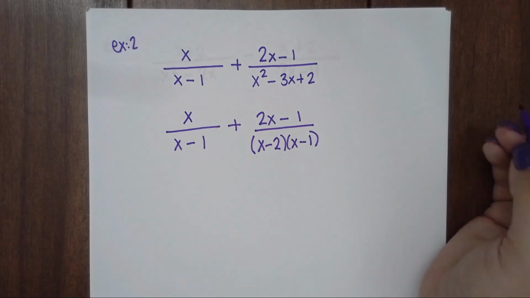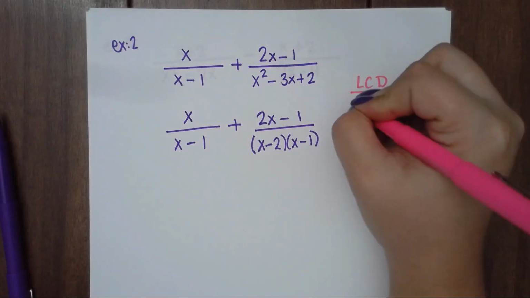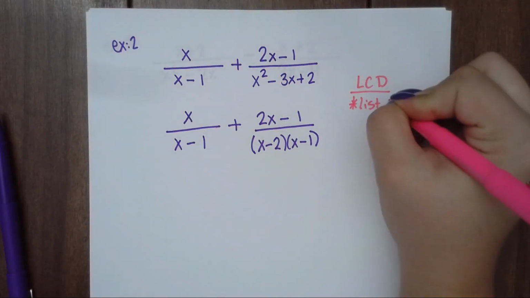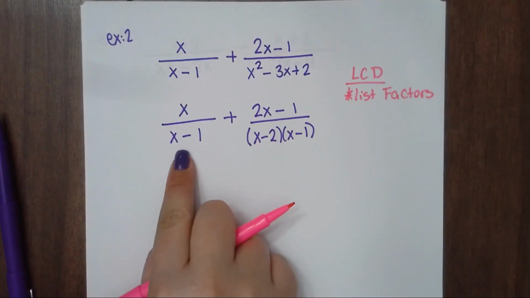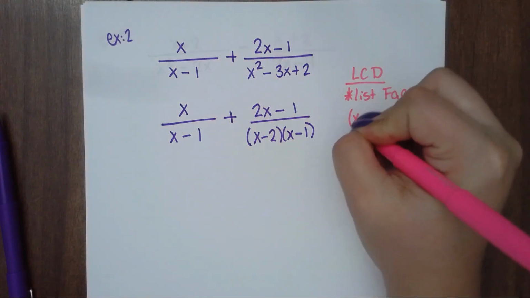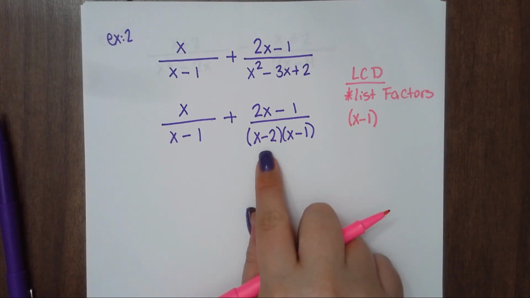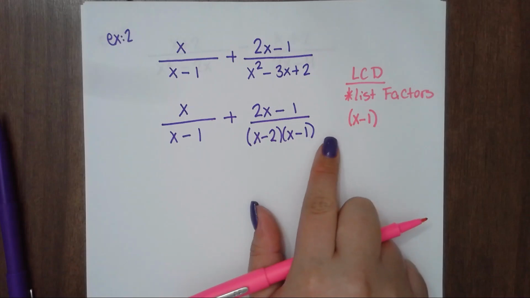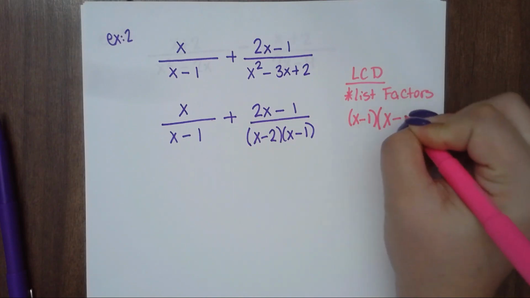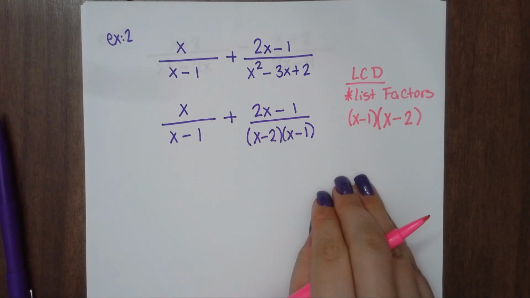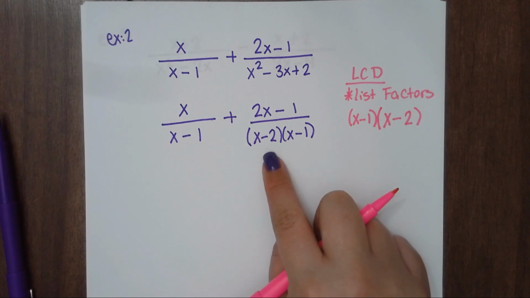Now, when we're finding our LCD, you're going to list all of the factors. Okay, so in my first fraction, I have x minus 1, so I need to list it. In my second fraction, I have x minus 1 and x minus 2. While I already have listed x minus 1, I don't need to list it twice. So the one I'm going to list now is x minus 2. The only time you would list x minus 1 twice is if it was twice in a single denominator. So you're going to list x minus 2 and x minus 1.